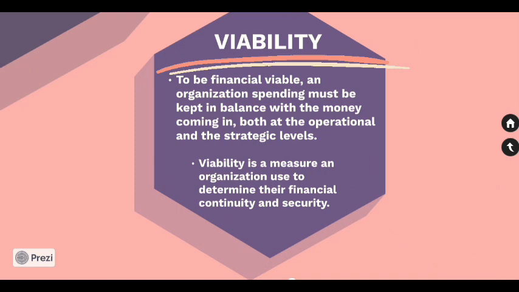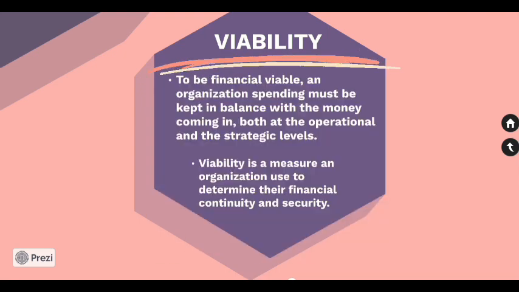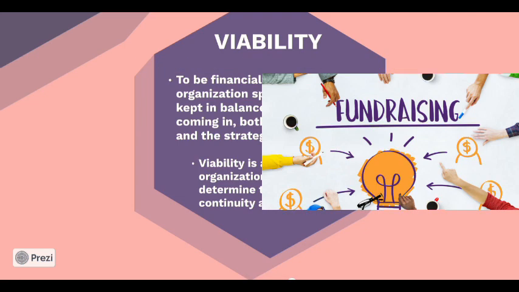Fourth, viability. To be financially viable, an organization's spending must be kept in balance with the money coming in, both at the operational and the strategic levels. Viability is a measure an organization uses to determine its financial continuity and security. A good example is when a school or organization plans to materialize a certain project like school fencing or purchasing new equipment. It should be viable in finding means to achieve its goals, may it be through solicitation or fundraising.